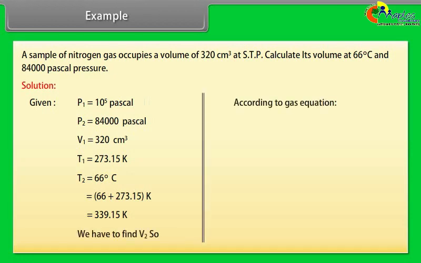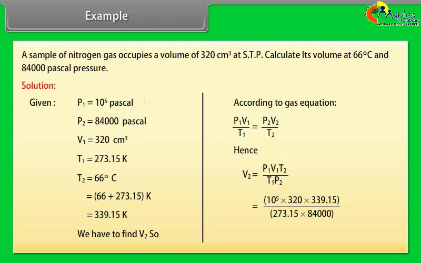So, according to the gas equation, P1 V1 by T1 is equal to P2 V2 by T2. Hence, V2 is equal to P1 V1 T2 by T1 P2, which is equal to 10^5 into 320 into 339.15 divided by 273.15 into 84,000, which is equal to 473 cm³.